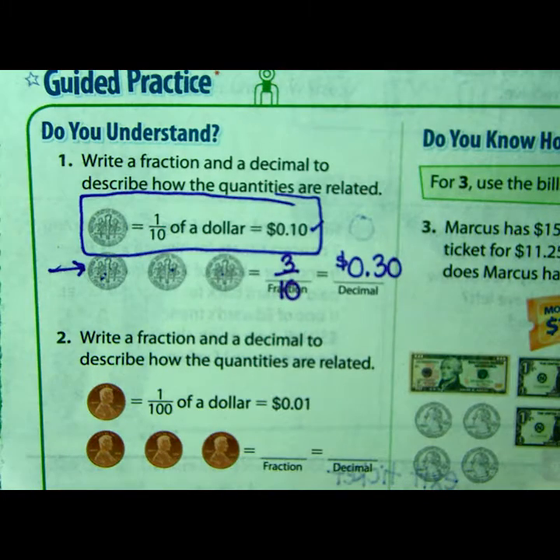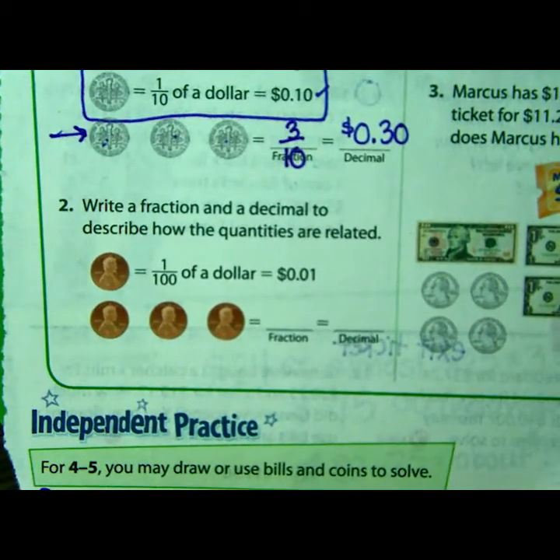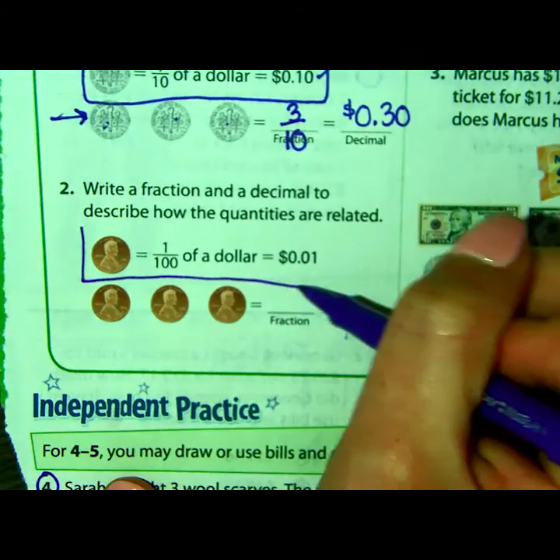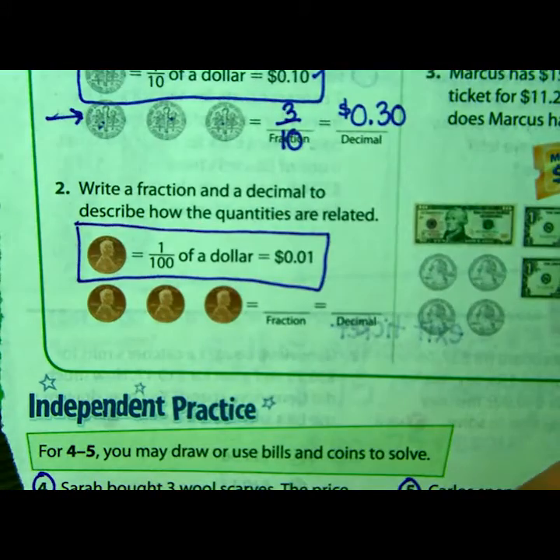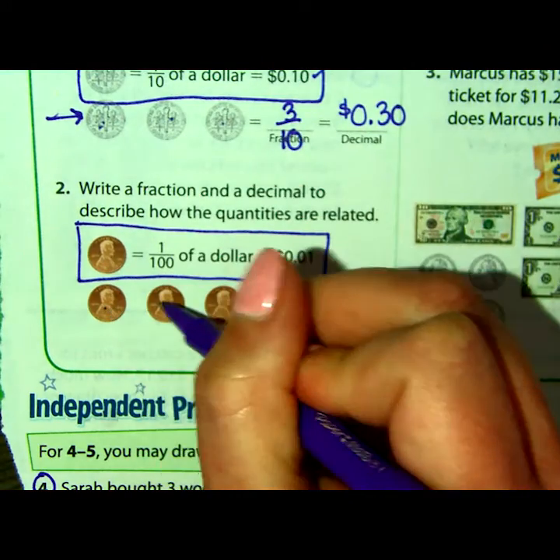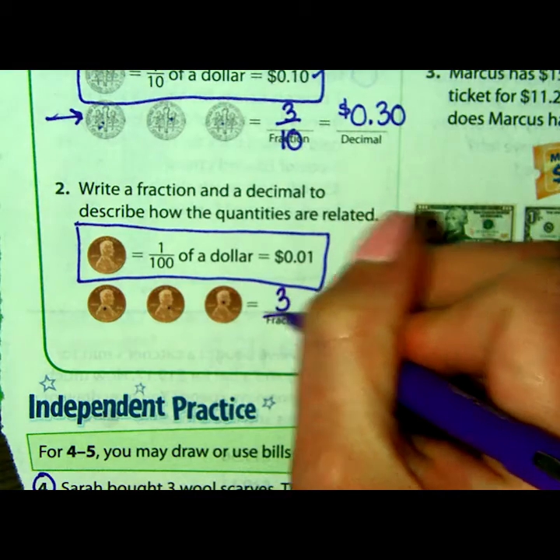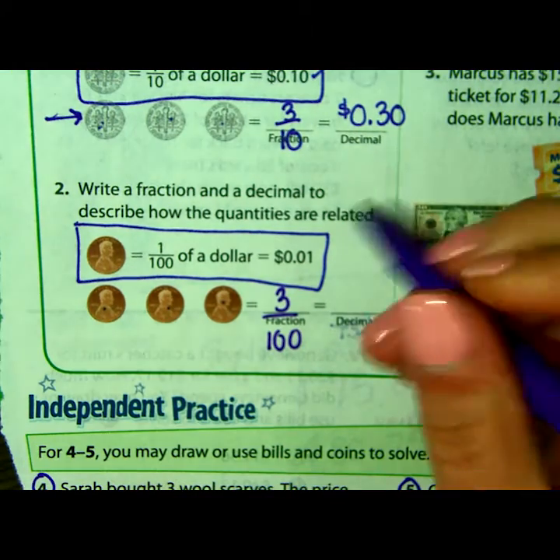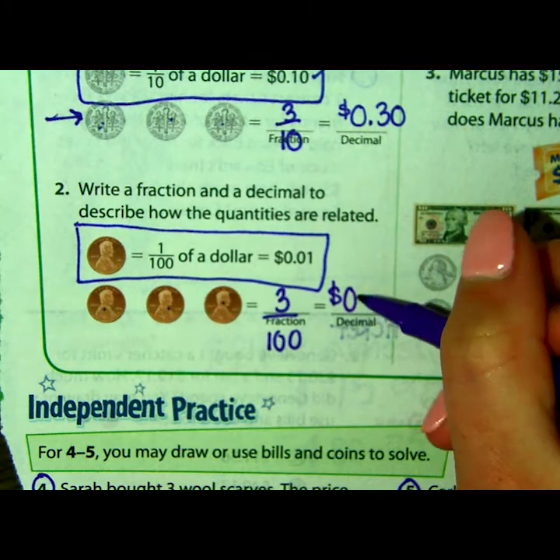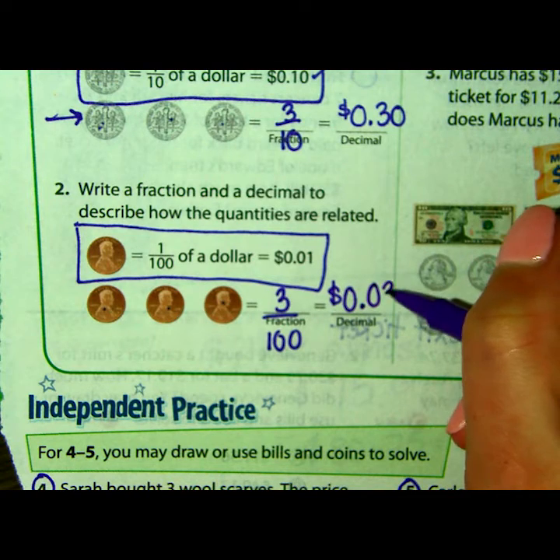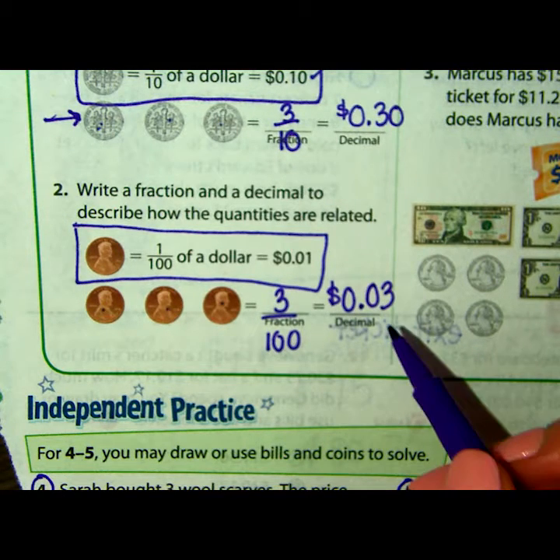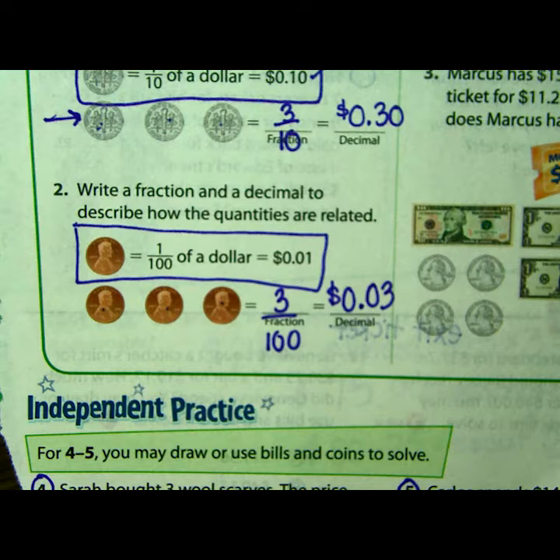Let's look at number 2. Write a fraction and a decimal to describe how the quantities are related. So, same thing. Right here, I have this portion. And the penny is worth 1/100th of a dollar, or just 1 cent. So this would be 1, 2, 3 cents, or 3/100ths. And then our decimal would be represented with a 0 in the whole dollar amount, 0/10, but 3 pennies, so 3/100ths. So we only have 3 of these. Remember, we need 100 total to make an entire dollar. All right.